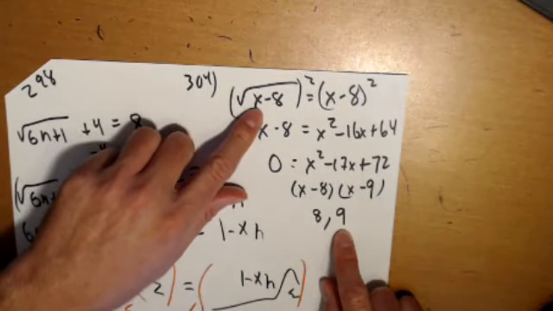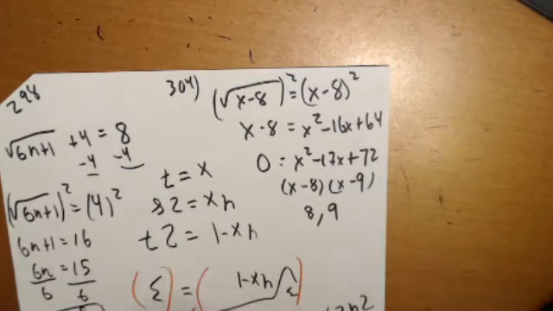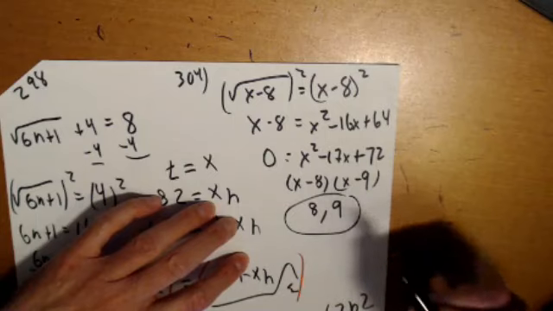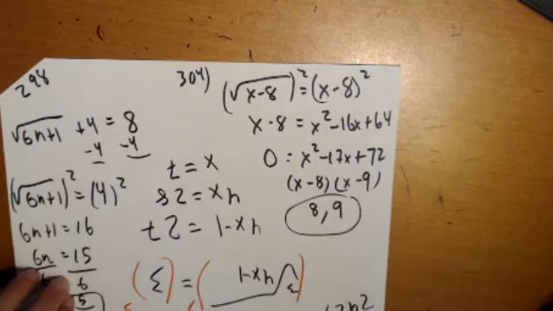9 minus 8 is 1. Square root of 1 is 1. And 9 minus 8 is 1. They both work. That's cool. Done. So in 8.6, whenever you get answers, you need to make sure to check them. I'll do one more. Again, I'm hoping you're finding this section pretty easy.